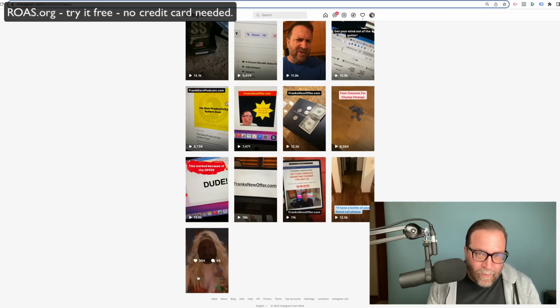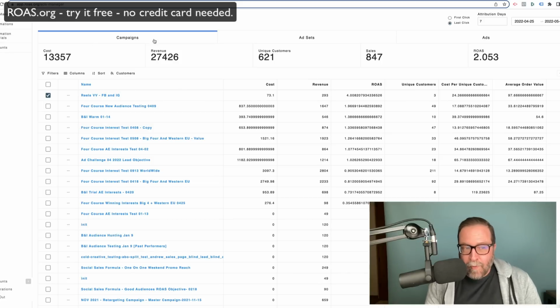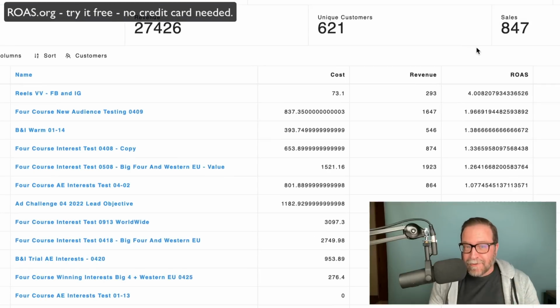All right. And here's what happened. What we're looking at right here is the ROAS.org interface. If you haven't heard of it, ROAS.org is a custom solution that I made for myself so I could track the results of my own ads and know what was actually bringing in money, and then automatically scale what's working and turn off the stuff that doesn't work.